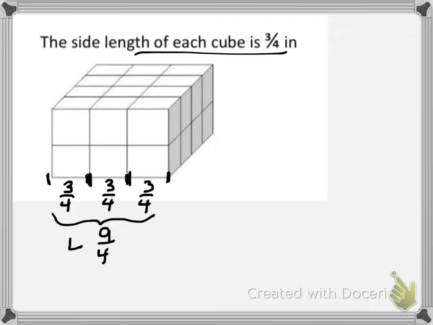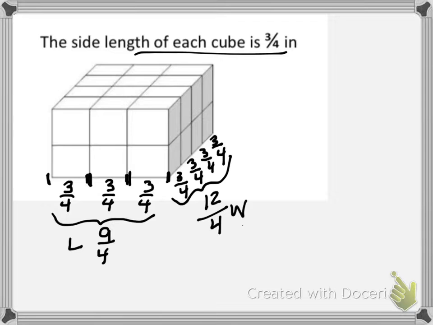We're going to do the same thing for the width here. 3/4, another 3/4 for the next cube, another 3/4, and another 3/4. Or 4 groups of 3/4, that would be 12/4. And then again for the height, 3/4 going from the top to the middle, and then from the middle to the bottom, another 3/4 for that cube. When we add it up, that's 6/4 for the height.